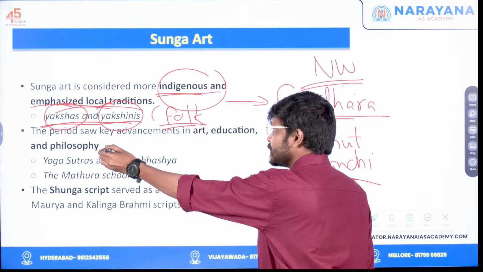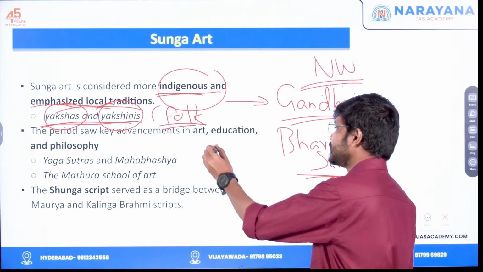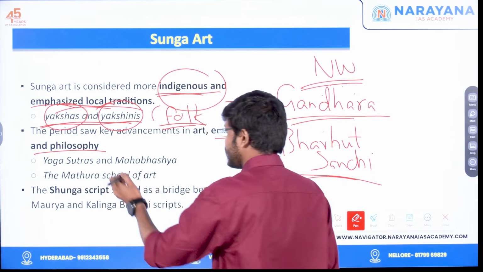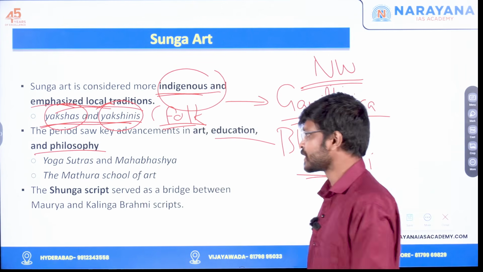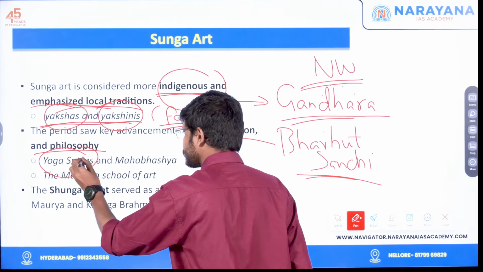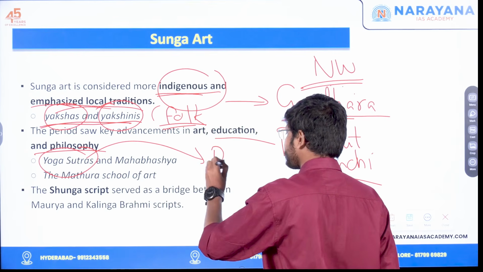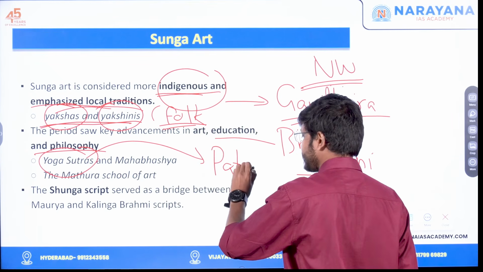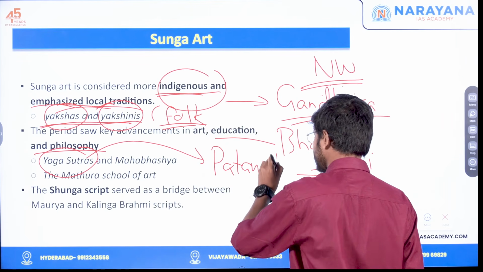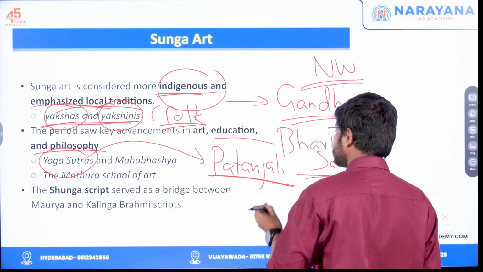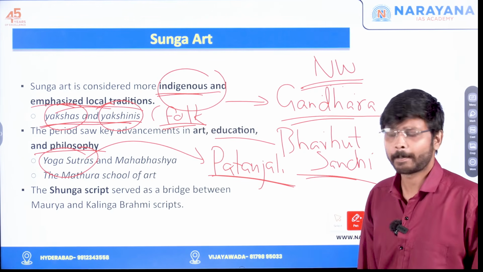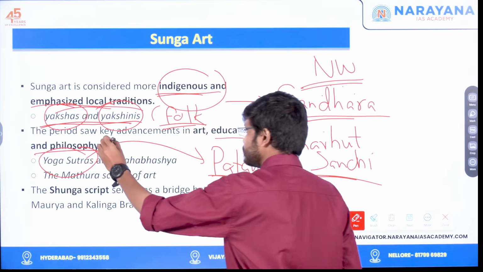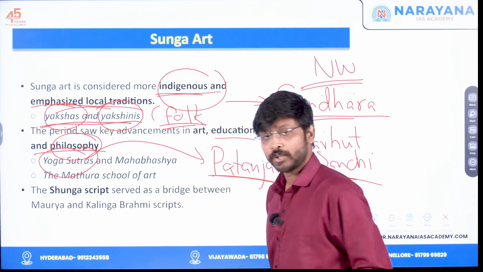Another thing is the period saw key advancements in art, education and philosophy. A notable example is the Yoga Sutra. Yoga Sutra was written by Patanjali. Patanjali is known to be the founder of yoga. So he wrote the Yoga Sutra, which highlights the yoga philosophy.